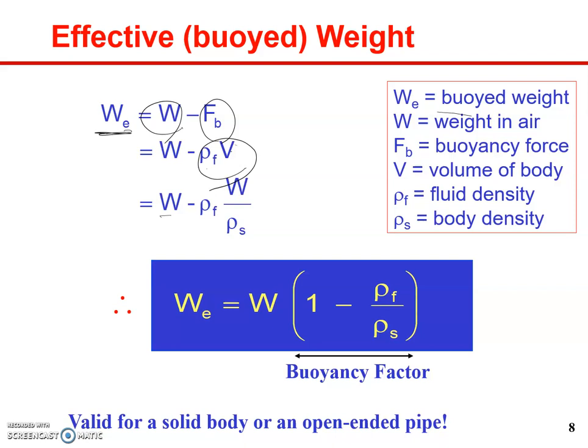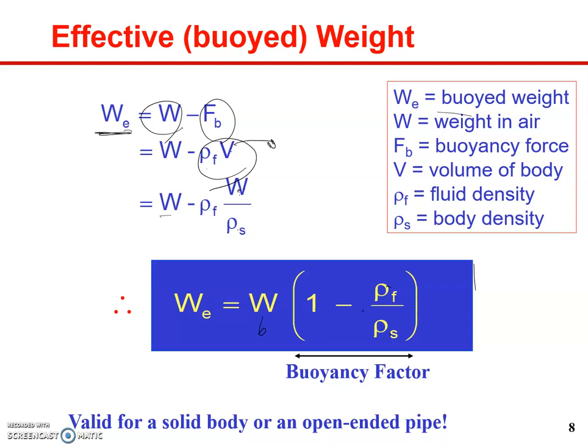Now this volume, as I said, is the volume of the body or volume of displaced fluid. The volume of the object is equal to its weight in the air divided by its density. If you do that, you can factor out W and get this equation for the effective weight, which is the weight in air multiplied by 1 minus the density of fluid divided by the density of the object. So this 1 minus rho F over rho S is called the buoyancy factor.